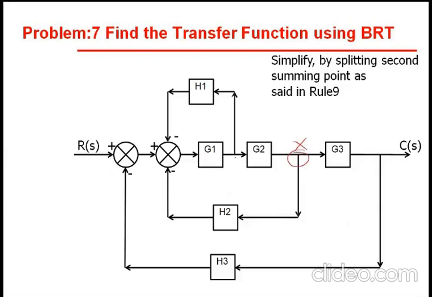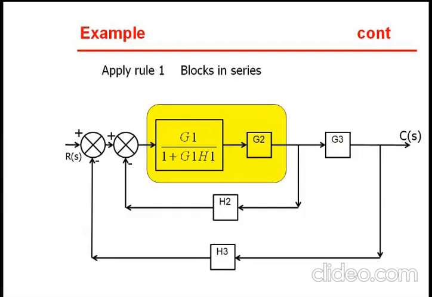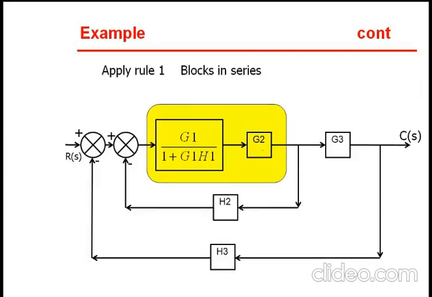Now here if you observe, G1 and H1, these two are in a series combination. Clearly nothing is there in between, hence these two can be considered as a feedback. So our first step is to apply rule 3 to eliminate this feedback. Eliminating it, we get the combination G1 by 1 plus G1 into H1. Then the resultant block will automatically be in series with this G2.